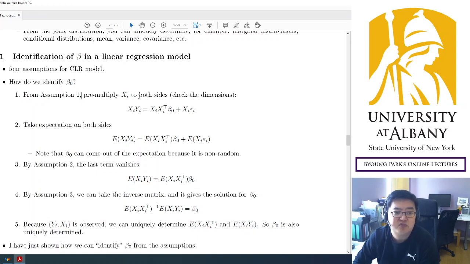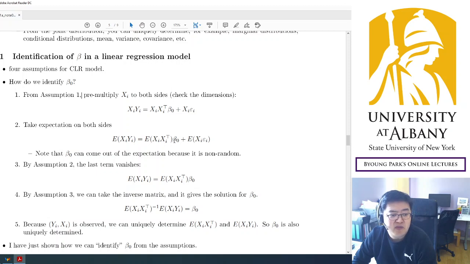pre-multiply x on both sides. So then you have this: x_i, a k by 1 vector, times y_i, and k by 1, 1 by k, k by 1. So multiply x on both sides, and take expectations on both sides. So expected value of this, expected value of this, expected value of this.